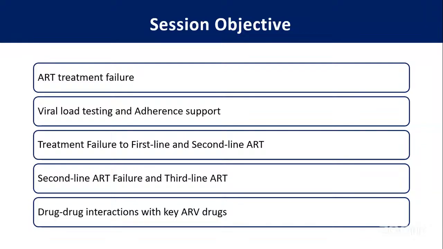So coming back to the session proper, these are all the listed objectives for this particular session. One is the antiretroviral treatment failure definition. How do you diagnose it? And then we talk about the national program's viral load testing strategy and the adherence support that is being given to PLHIV. And how do you manage our patients with first-line ART failure as well as second-line treatment failure?